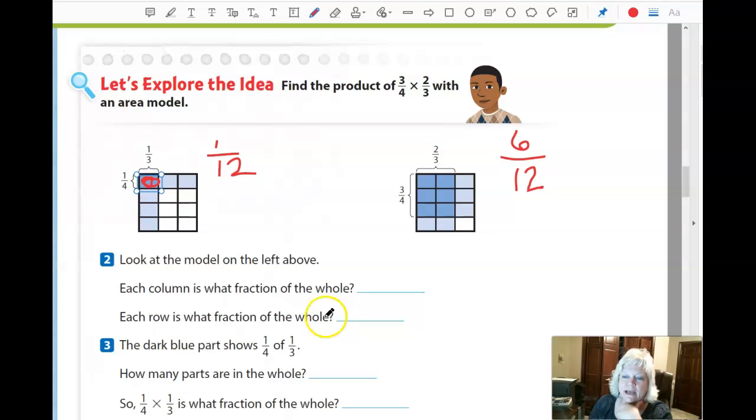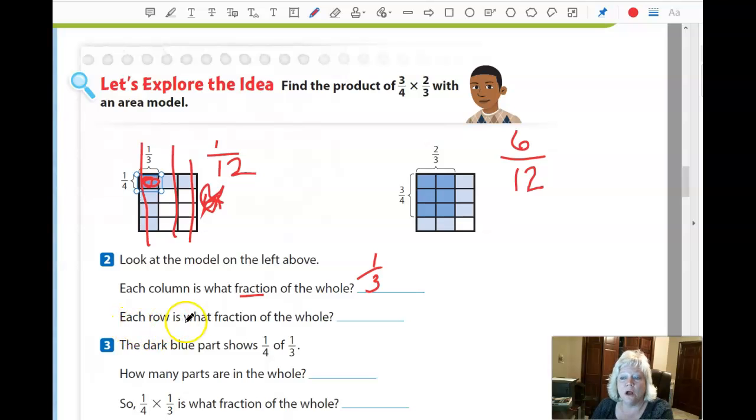So now let's go look at this section down here. It says, look at the model on the left. So we're going to focus on this one right here. Each column is what fraction of the whole? So we're going to talk columns, up and down. 1, 2, 3. Each column is 1/3 of the whole. So if I added all 3 of those together, it'd be 1/3 plus another one would be 2/3 plus another one would be 3/3, and that would be the whole.